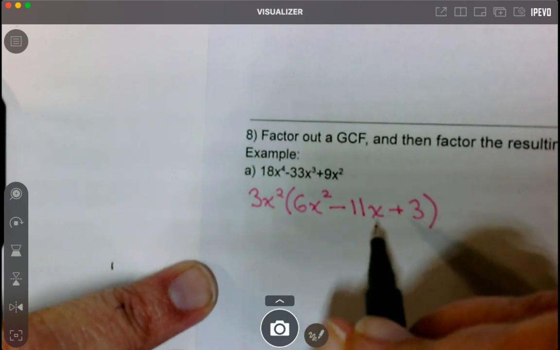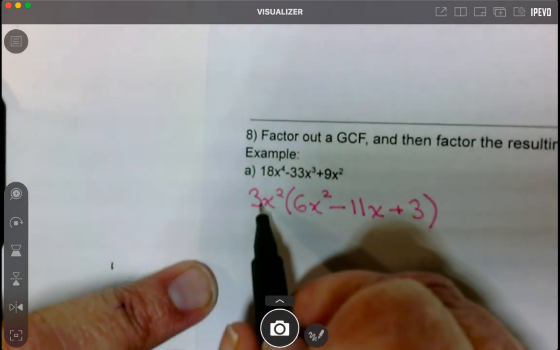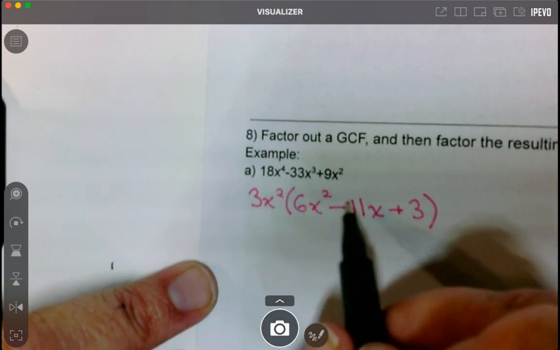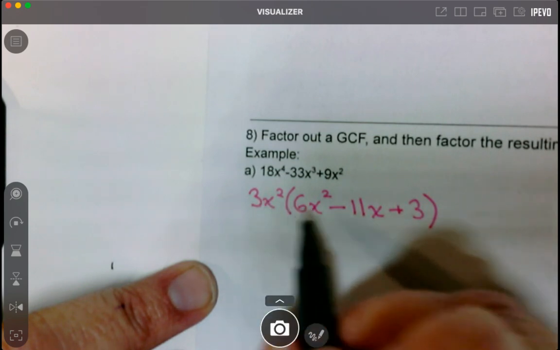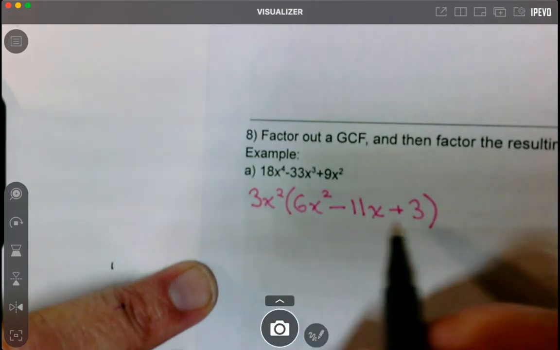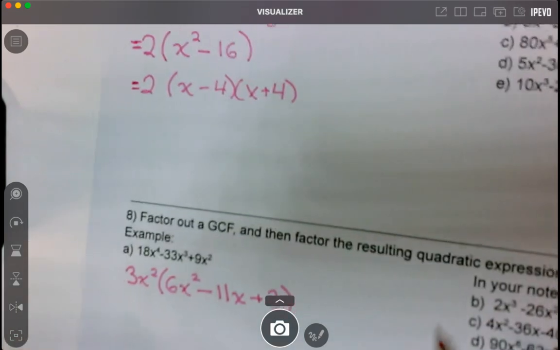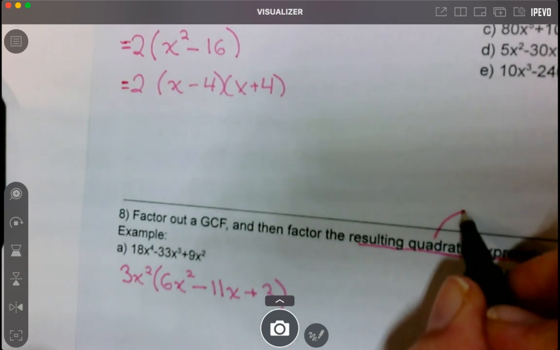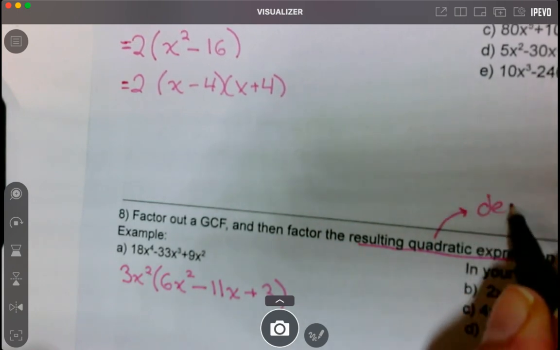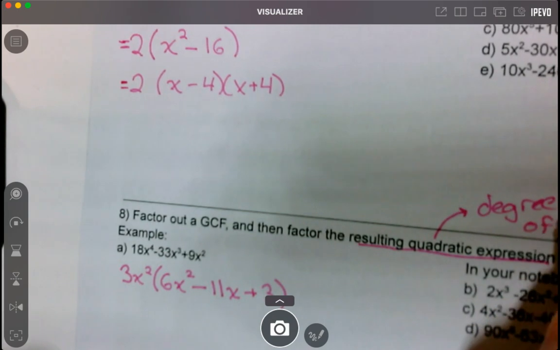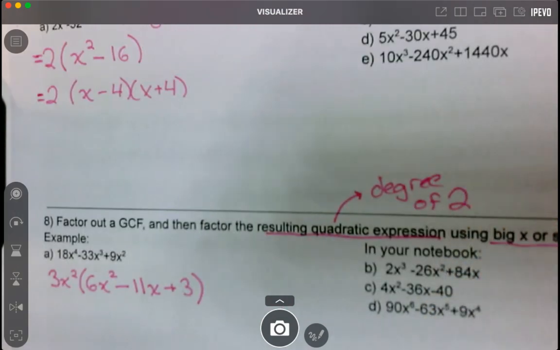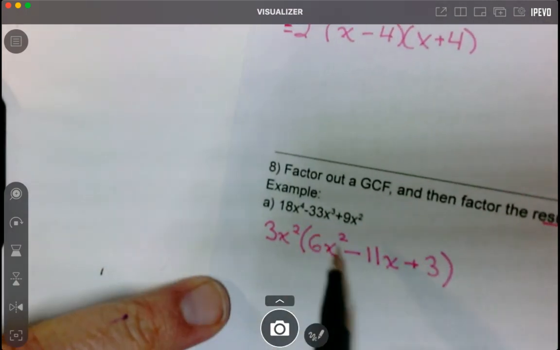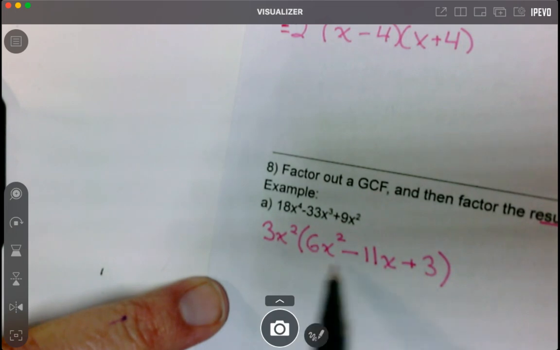Then I always want to check and multiply this back out. 3 times 6, 18, x squared times x squared, x to the power 4. 3 times negative 11, negative 33, x squared times x to the power 3. Good. And I got a quadratic, which is what I expected because it said factor the resulting quadratic. And if you remember, a quadratic is a polynomial with a degree of 2. That means the biggest exponent is a 2.